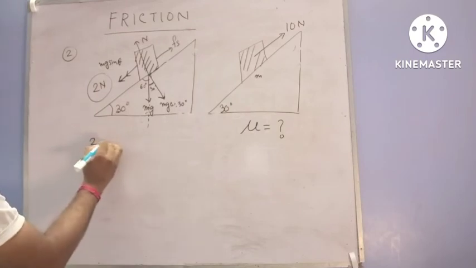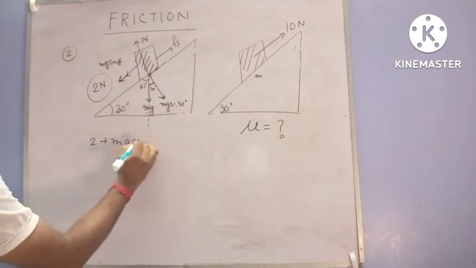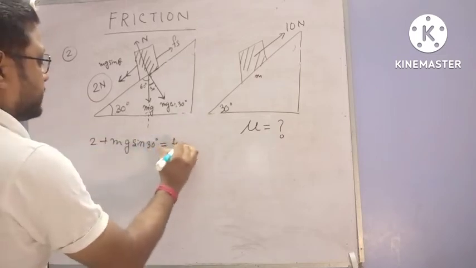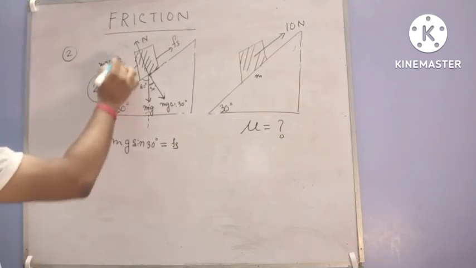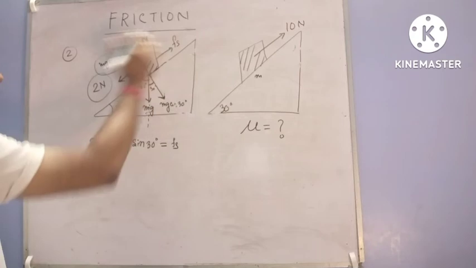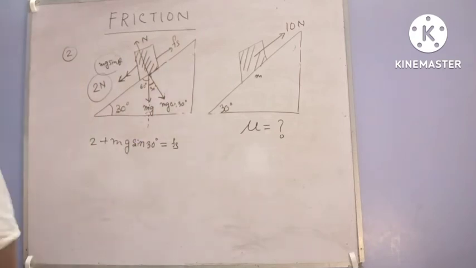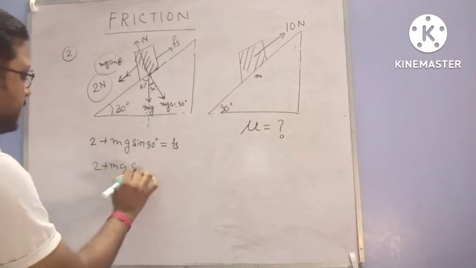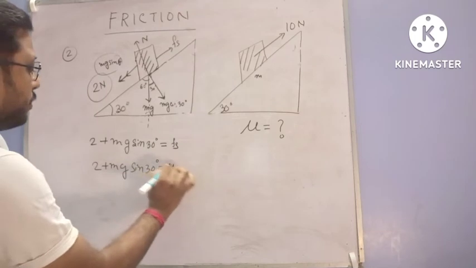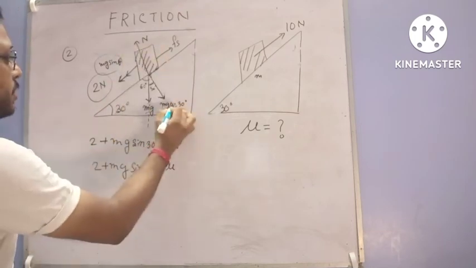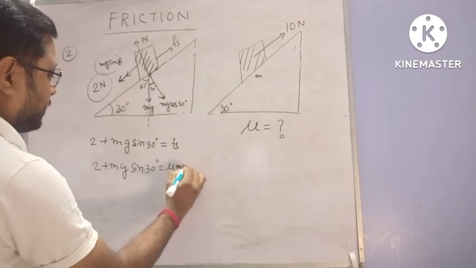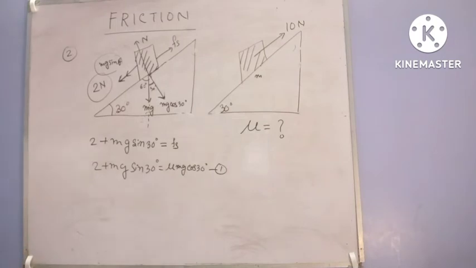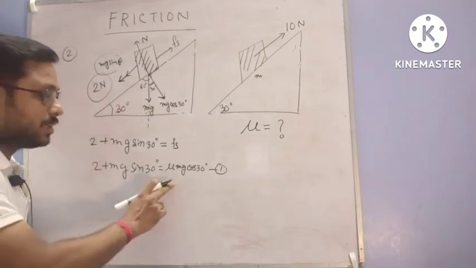Therefore, F plus mg sin 30 is equal to Fs. F plus mg sin theta acts along this direction, equal to Fs. And what is Fs? F plus mg sin 30 equal to mu N. What is N? mg cos 30. This is the first equation we can get: F plus mg sin 30 is equal to mu mg cos 30.